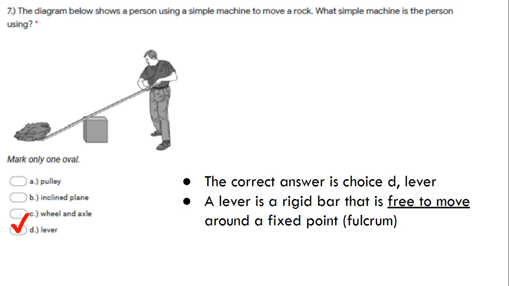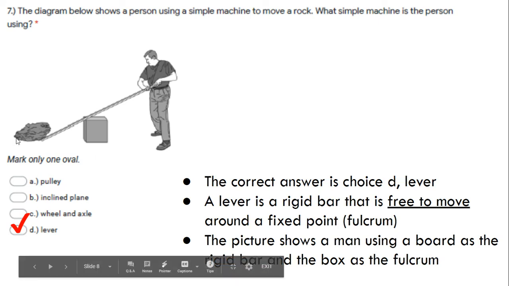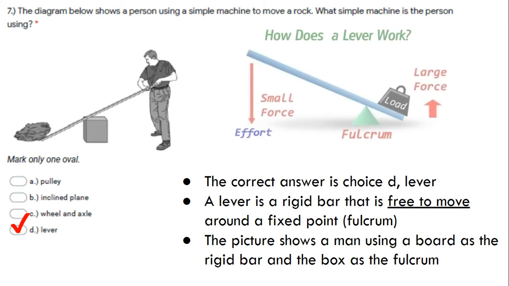A lever is a rigid bar that is free to move around a fixed point, a fulcrum. The fixed point is called a fulcrum, and the picture shows a man. He's using the board as his rigid bar, and he's using the box as the fulcrum. So he's using a lever.